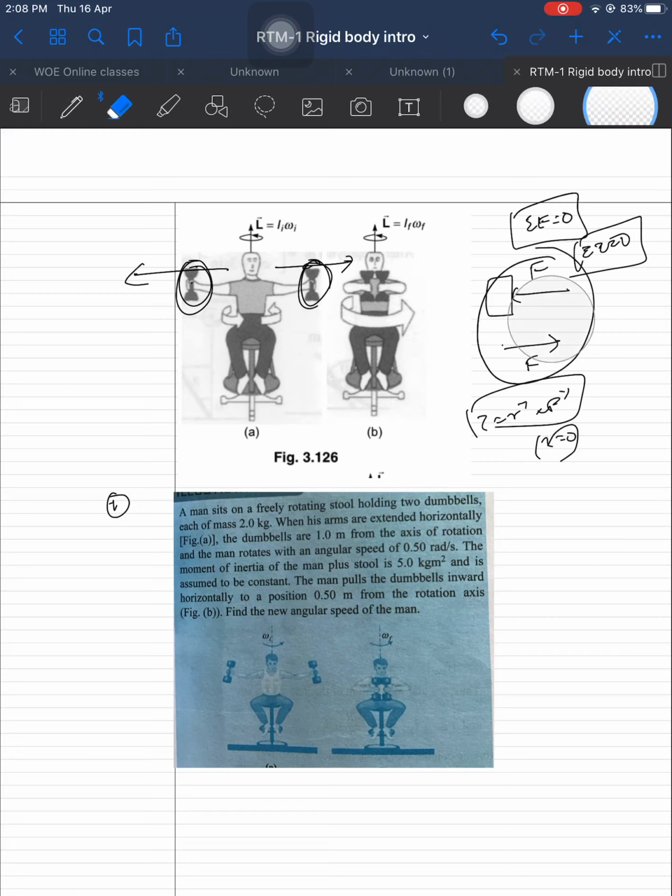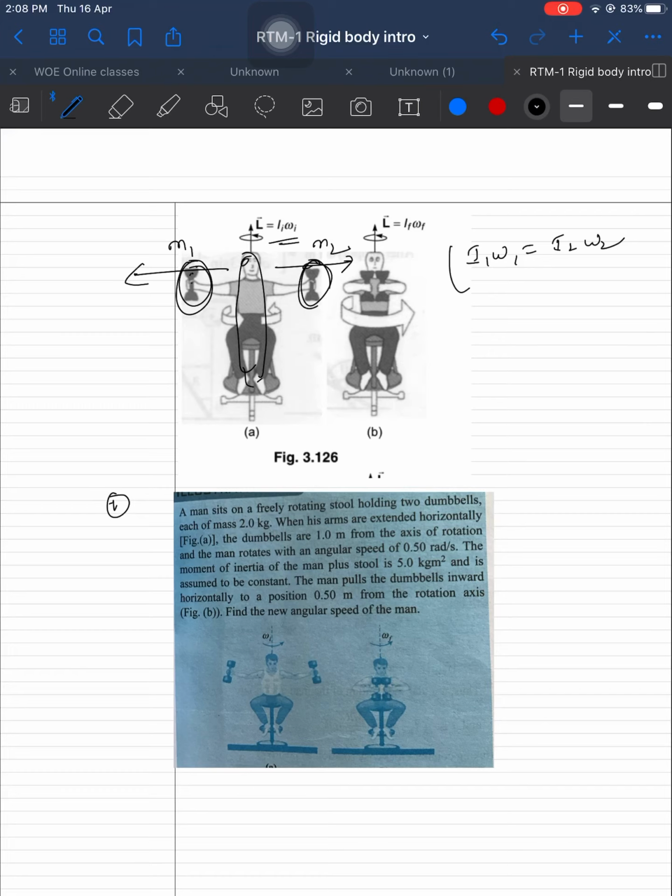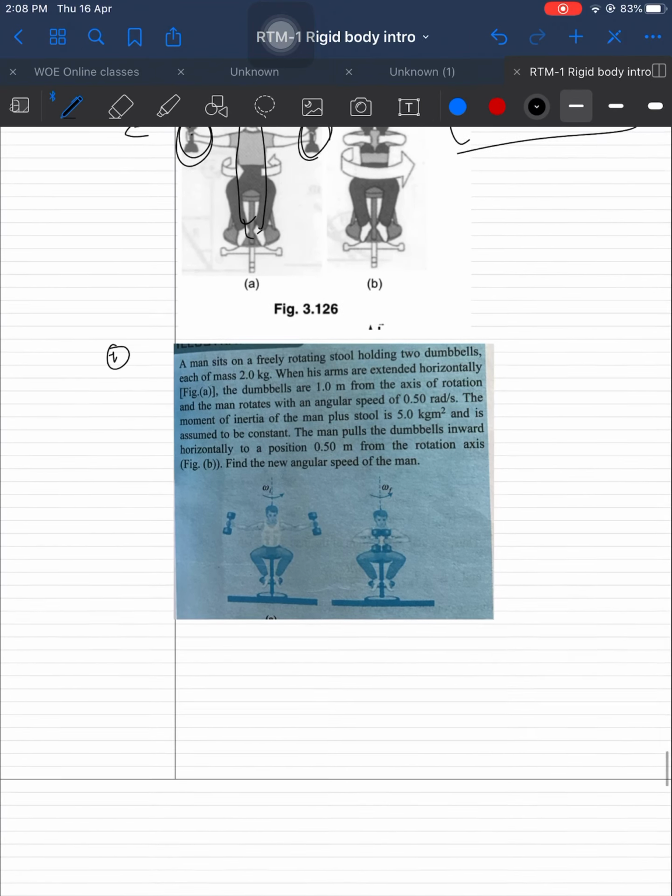So in this case also we can conserve angular momentum. See, initially he stretched the hands. Remember, these dumbbells are point masses m1, m2. Assume the man as a single body with a moment of inertia. Initial angular momentum I1 omega 1 is equal to final angular momentum I2 omega 2. Okay, below there is an example.